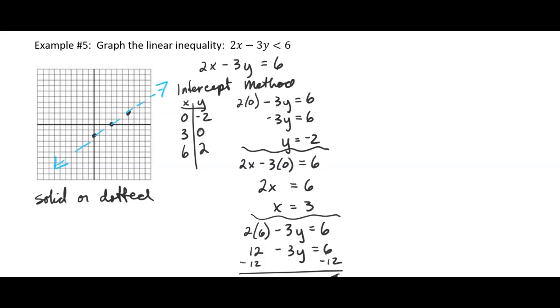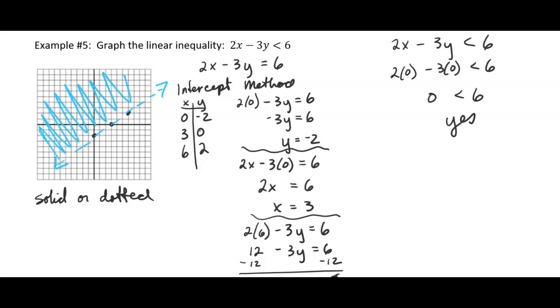And now I have to pick a point not on the line and see if it's true or false. So I'm going to pick (0, 0) again. It's my favorite point to pick. So I'm going to take my inequality, 2x minus 3y is less than 6, plug in 0 for x and 0 for y, and see if I get a true statement. I get 0 minus 0, which is 0. Is 0 less than 6? Yes. So it was true, and that means I'm going to shade all of this over here, because the point I picked, the (0, 0) point, worked, okay?